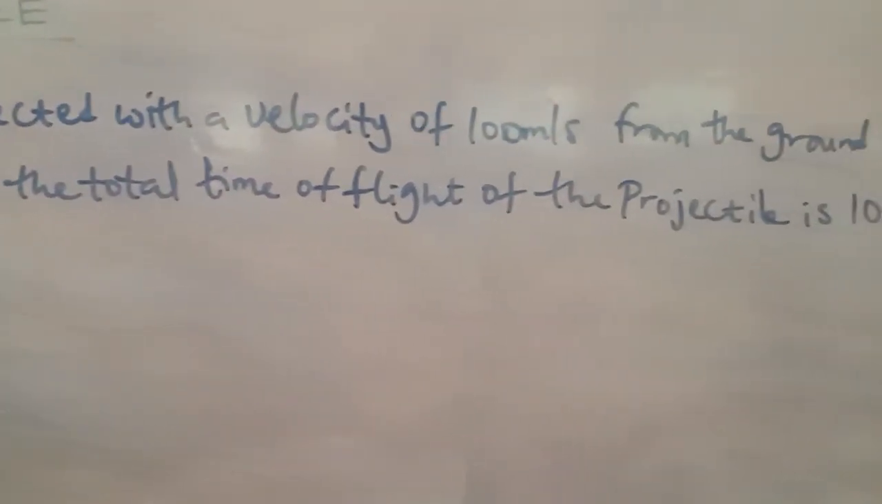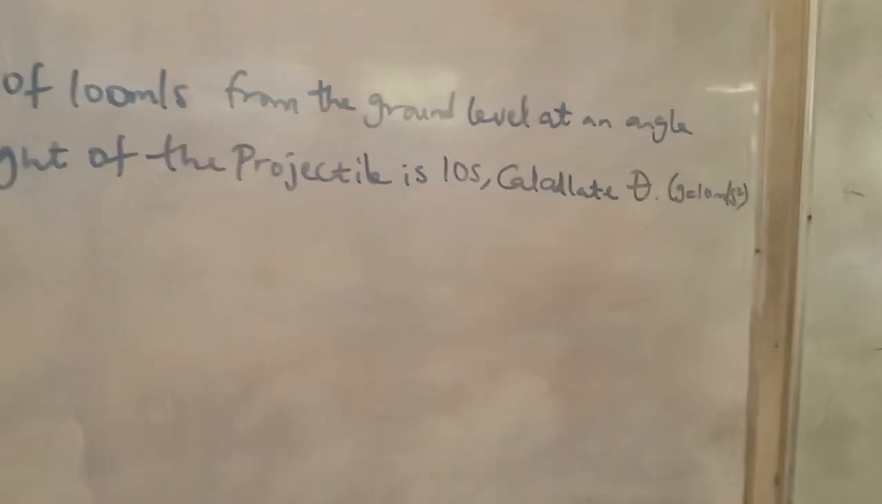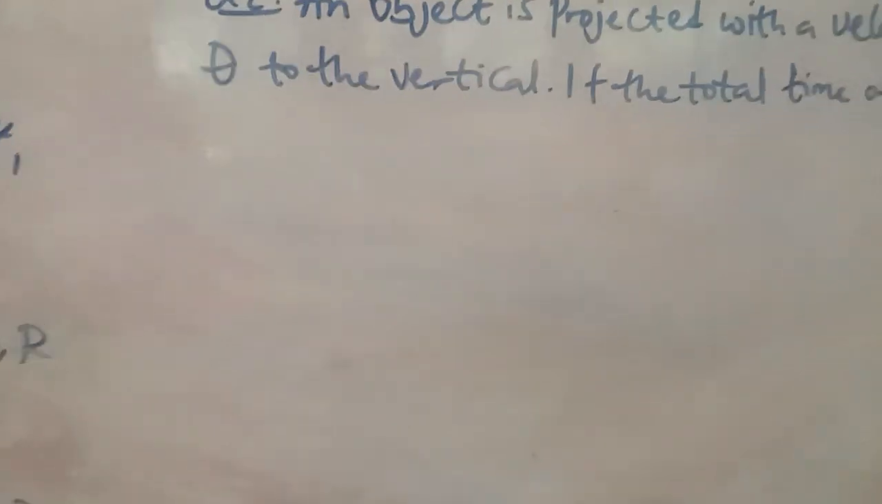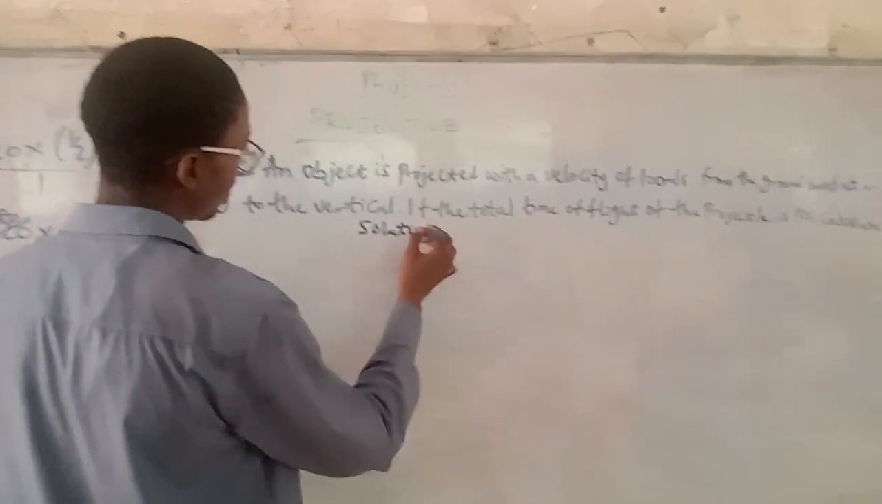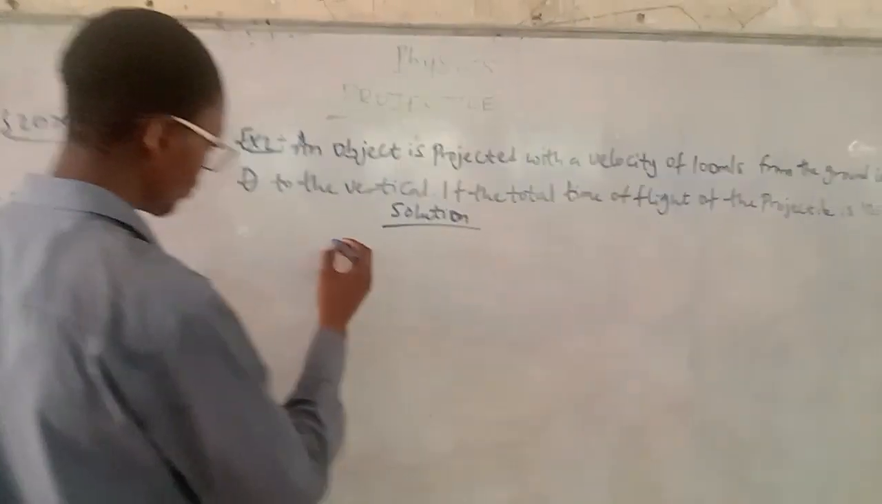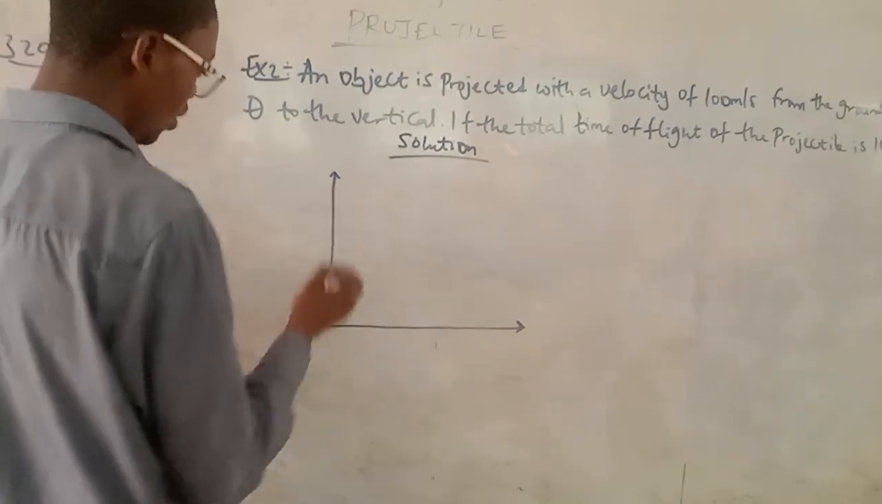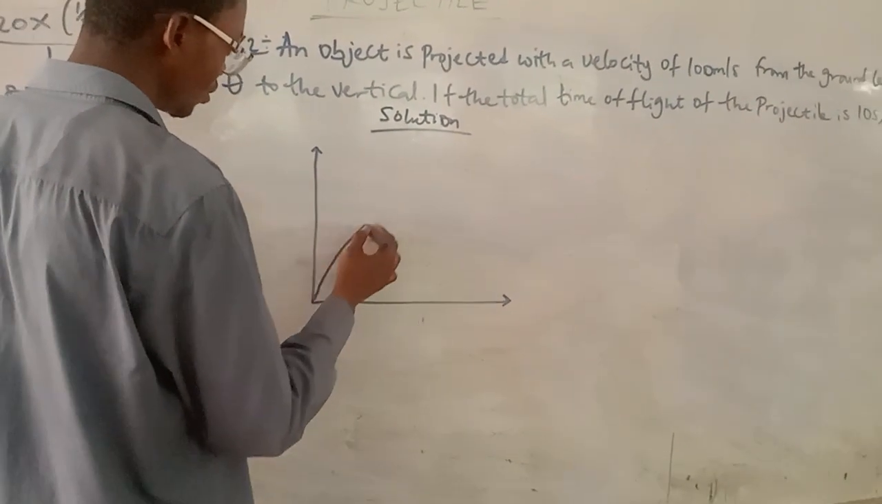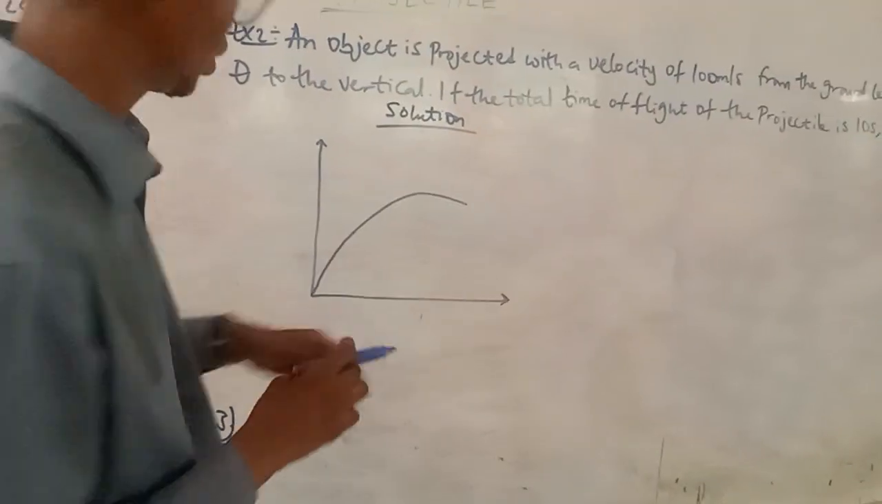So let's also look at another example. So let's look at the second example. Now, an object is projected with a velocity of 100 meters per second from the ground level at an angle theta to the vertical. If the total time of flight of the projectile is 10 seconds, calculate theta. They are asking us to calculate the angle of projection.